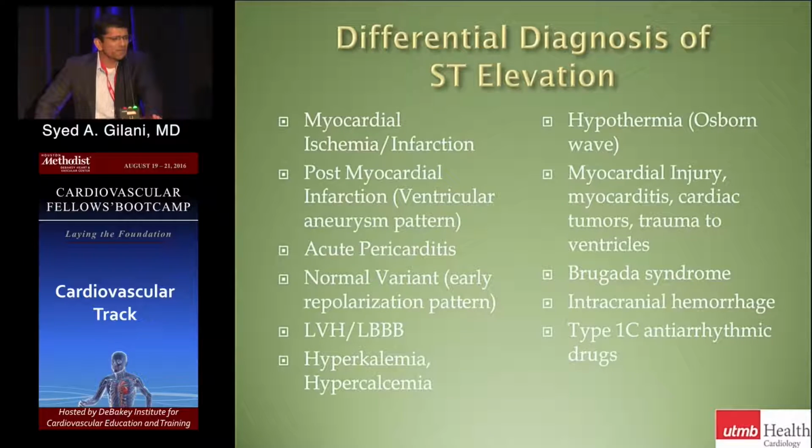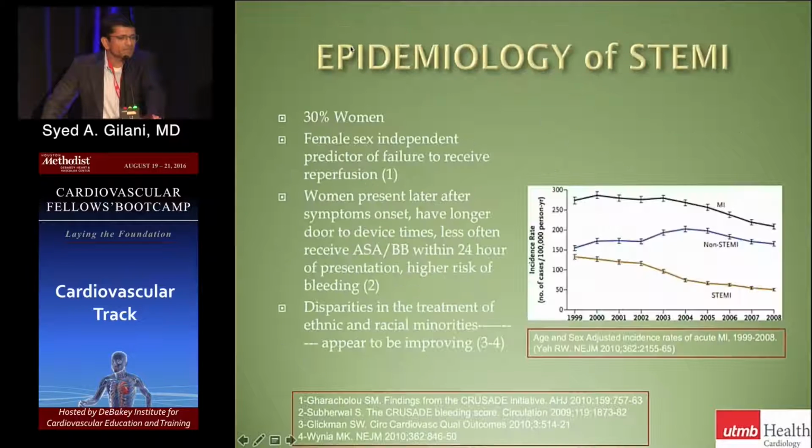And frequently, acute pericarditis, LVH, and left bundle branch block can make the EKG equivocal for diagnosis, as can Brugada syndrome, intracranial hemorrhage, myocarditis, and stress myopathy.